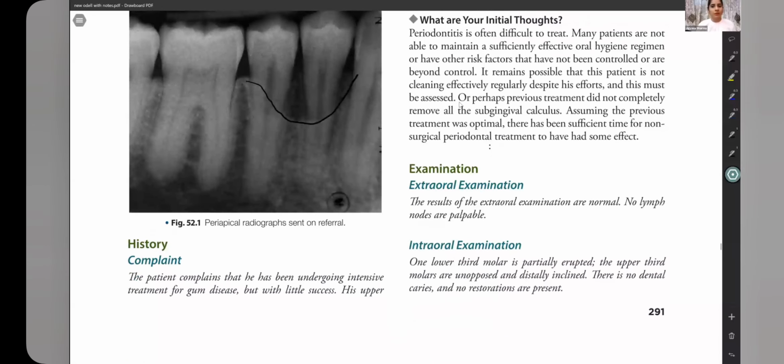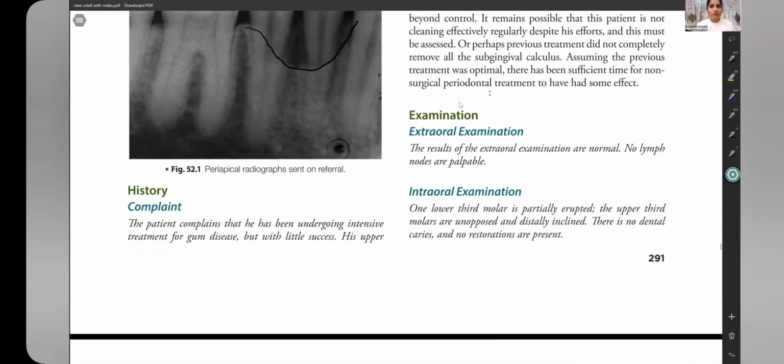And so what are your initial thoughts? Well, periodontitis is often difficult to treat, and many patients are not able to maintain a sufficiently effective oral hygiene regime or have other risk factors that have not been controlled or are beyond control. It remains possible that this patient is not cleaning effectively regularly despite his efforts, and this must be assessed. Or perhaps previous treatment did not completely remove all the etiologic agent, like subgingival calculus. Assuming the previous treatment was optimal, there has been sufficient time for the non-surgical treatment to have had some effect.